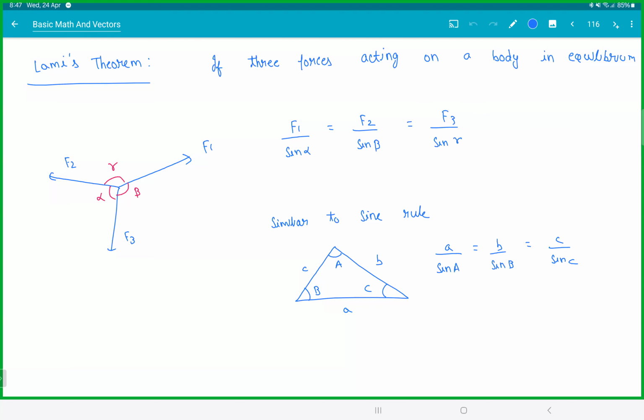So this was the last thing that we did, resolution of vectors and Lami's theorem. The next one is a scalar dot product. Again, one other important one, we use this a lot.